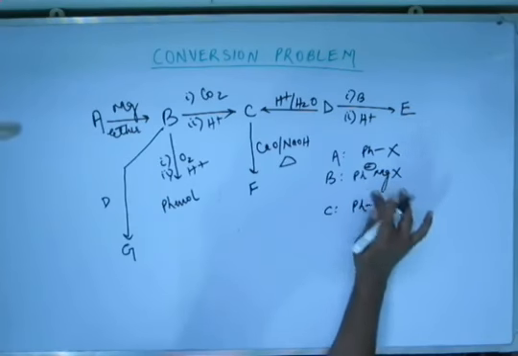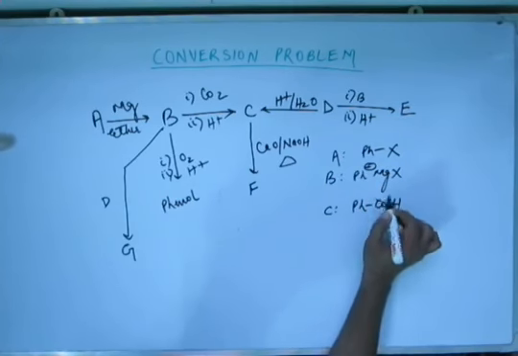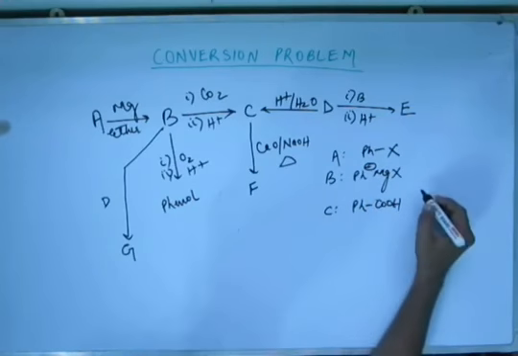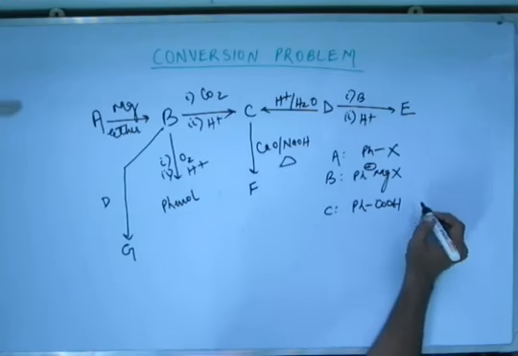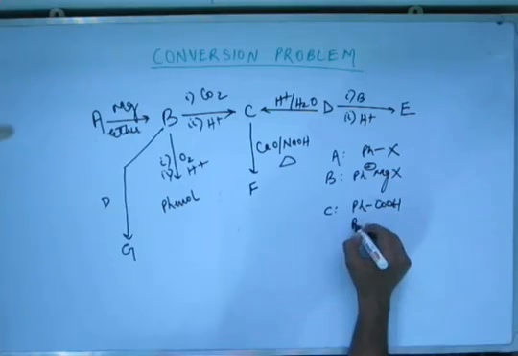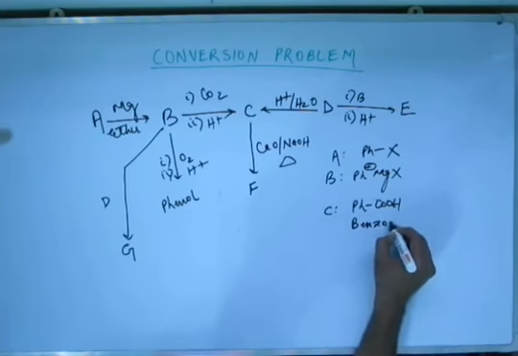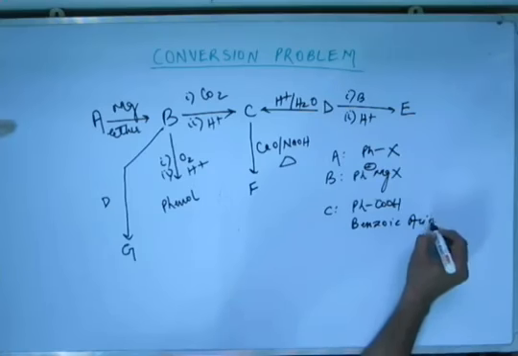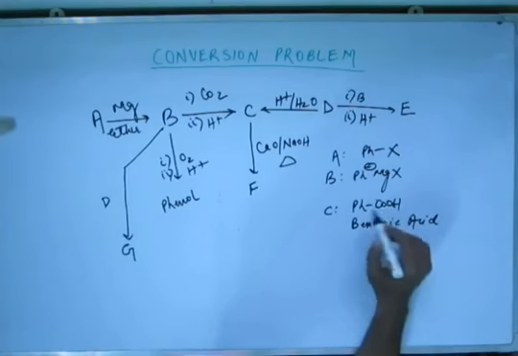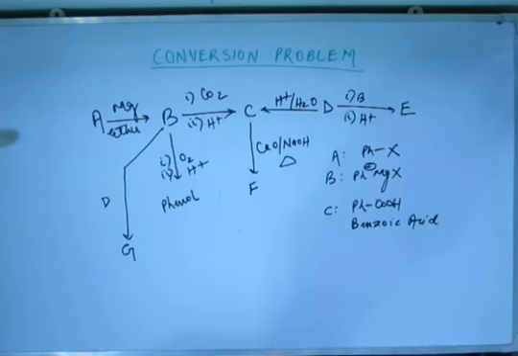Now this acid is a very common and important acid. In case you are not aware of the name of this acid, then I recommend you remember the name of this acid right here. This is benzoic acid. Commit this to your memory. This PhCOOH is benzoic acid. Now this C is benzoic acid.